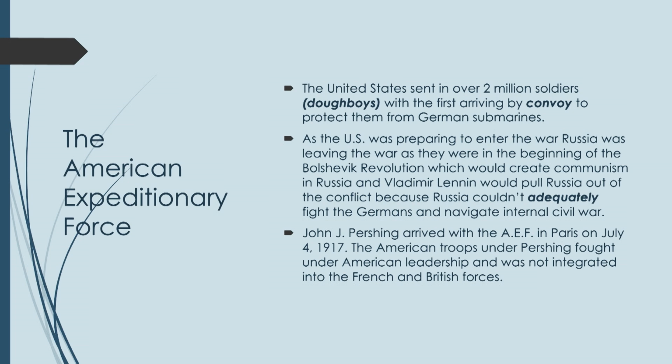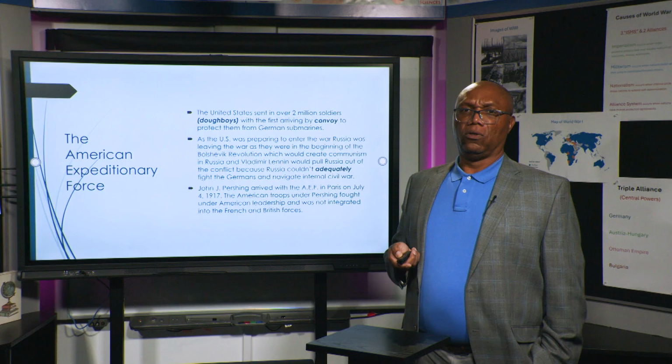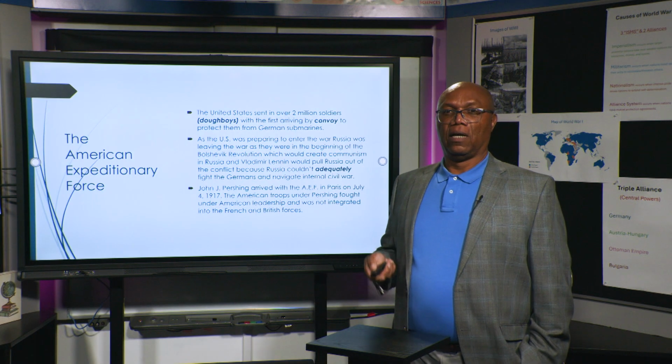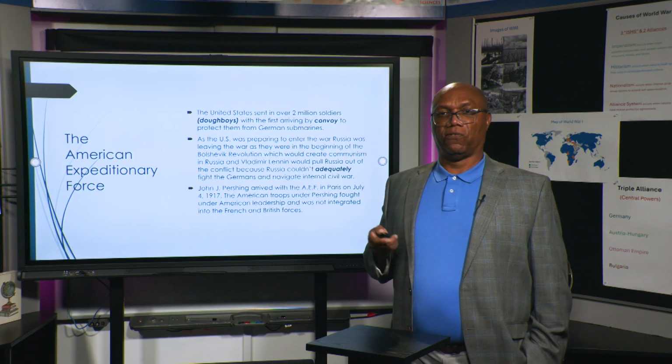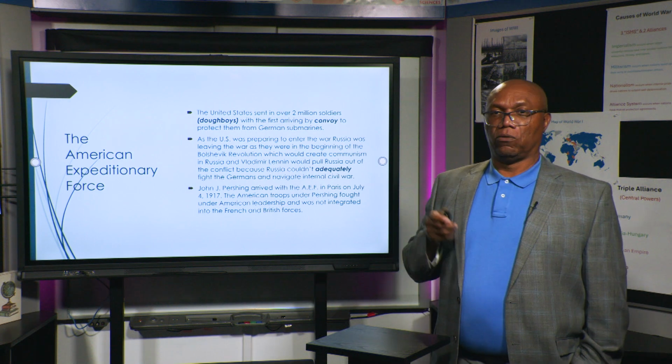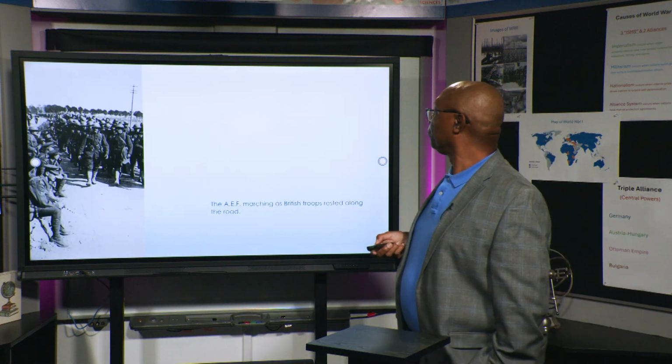General John J. Pershing was the leader of the AEF, the leader of the Doughboys in World War I, and they arrived in Paris on July 4th, 1917. Americans fought under Pershing, not under the British or the French banner. Now, there was an integrated unit in this conflict of African American soldiers that fought with the French, with great distinction, and received something called the Croix de Guerre.